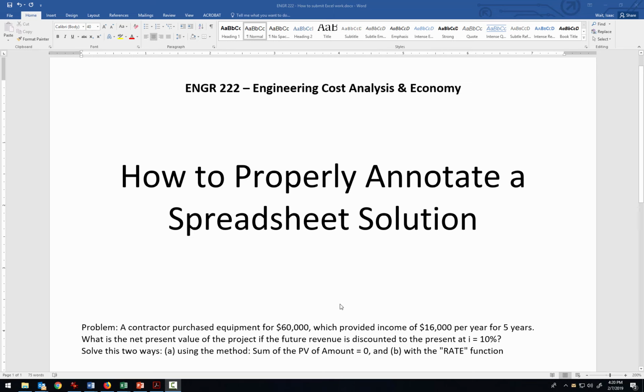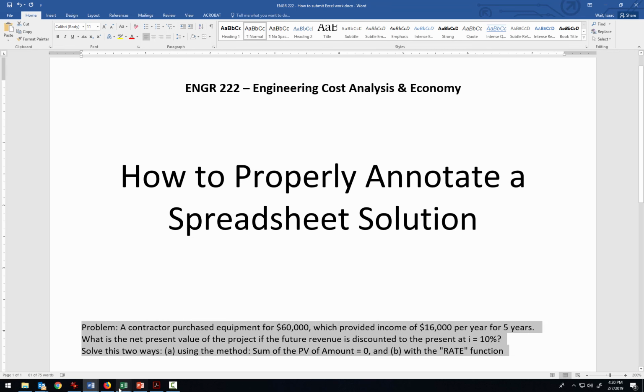So as an illustration of these expectations, let's take the following problem as an example. This is an in-class exercise that we solved in class number 9. You probably remember where we were calculating what unknown interest rate brings into equilibrium if someone paid $60,000 and receives income of $16,000 for 5 years. In that in-class exercise, we solved it two different ways, one a manual way and one a little more automated.